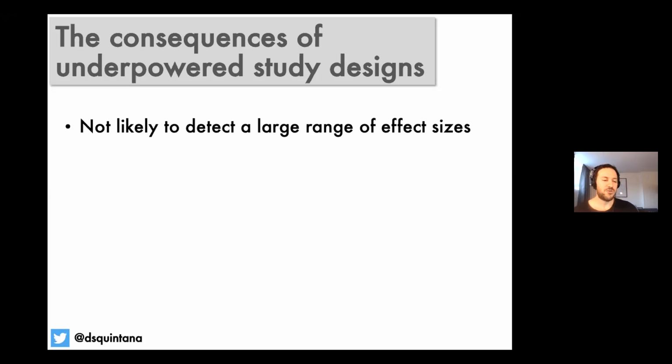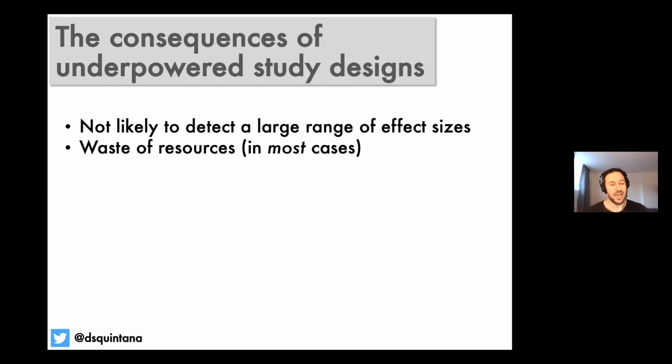So probably the biggest consequence of underpowered studies is you're not likely to detect a large range of effects. You want to be able to detect the largest range of effects that you can, or at least from the minimally interesting effect and larger. But if you have an underpowered study, the amount of effects that you can reliably detect actually shrinks and gets quite small. In many cases, it's also a waste of resources. If you're going to the trouble of collecting participants for a study, yet the likelihood of making an error or false negative is quite high, then it can be considered quite a waste.